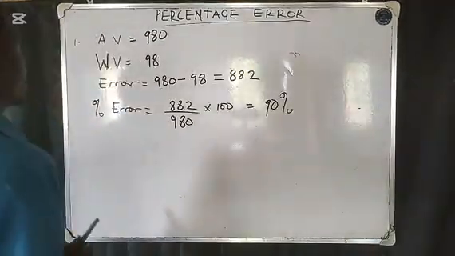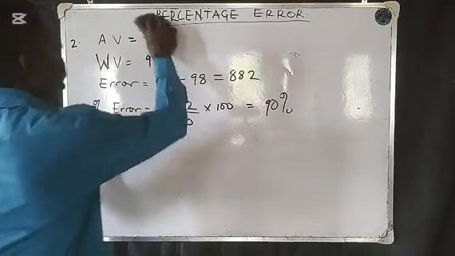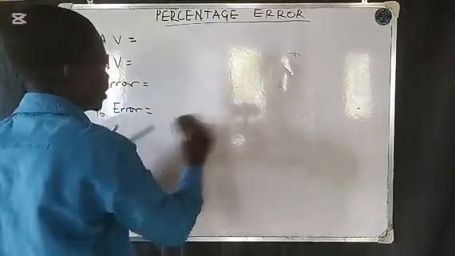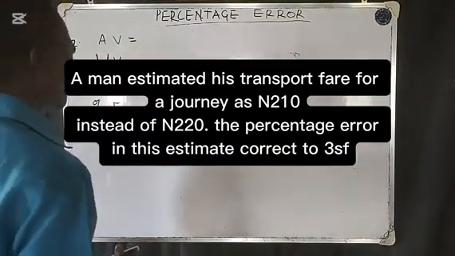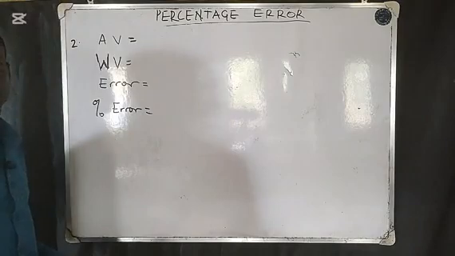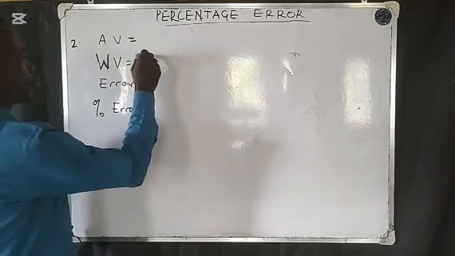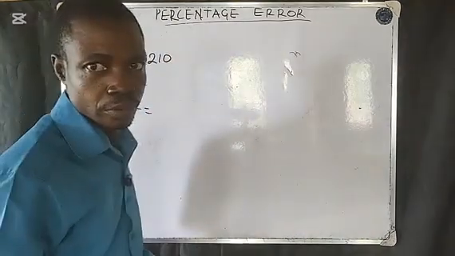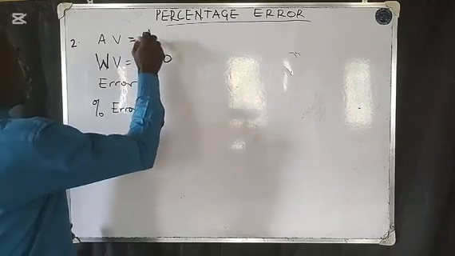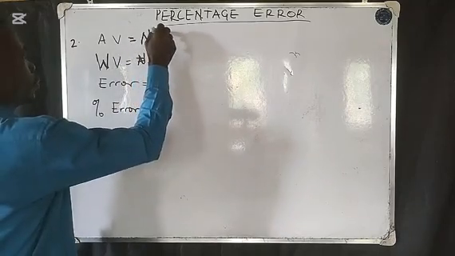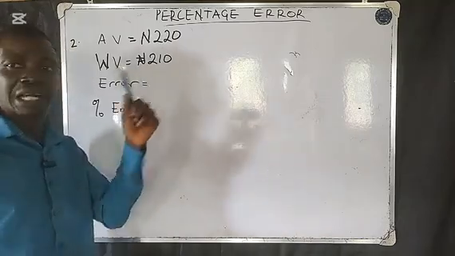That's number 2, right? So we are moving to number 3. Fast, without wasting time. Give me number 3. He estimated his transport fare as 210 naira. What now happened? The actual, the normal price, is supposed to be 220 naira. But when he was calculating it, he made a mistake and calculated it as 210.